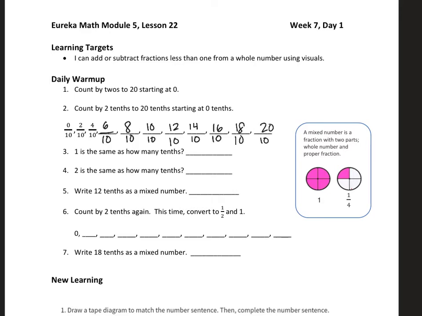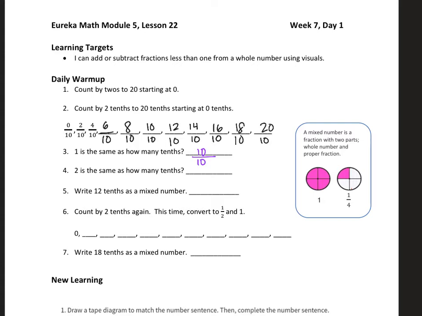Okay? Now it says 1 is the same as how many tenths? So I know that 1 whole is going to be the same as 10 tenths, right? Because anytime a fraction has the same number on the top or the bottom, it is equal to 1 whole.